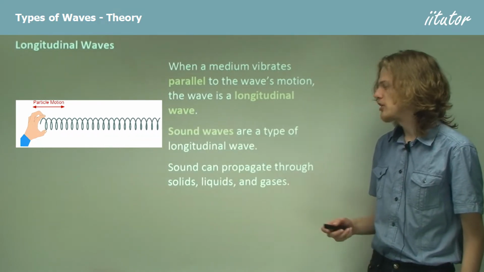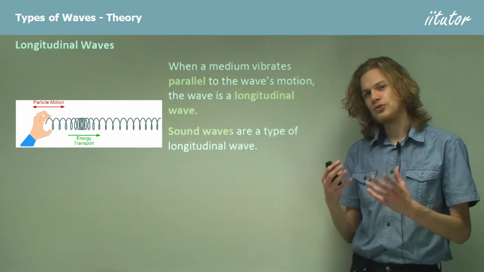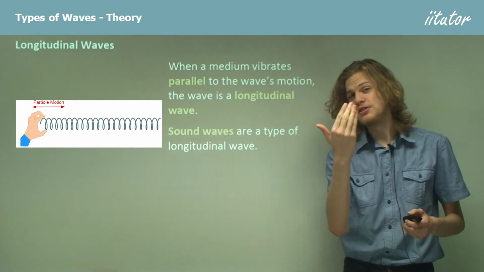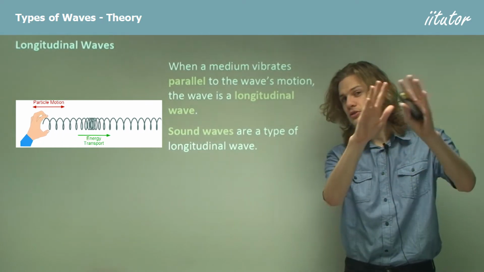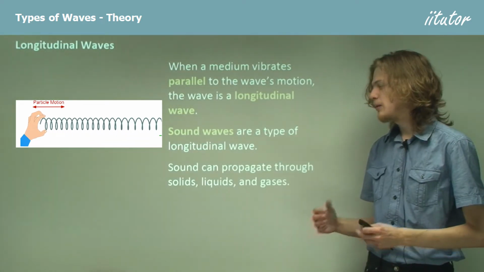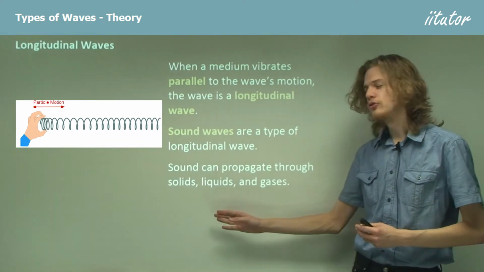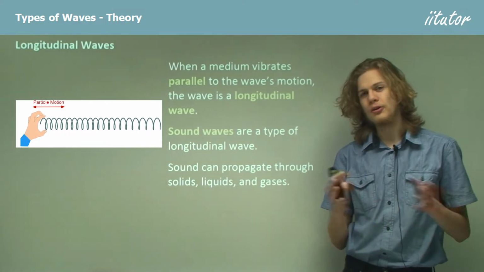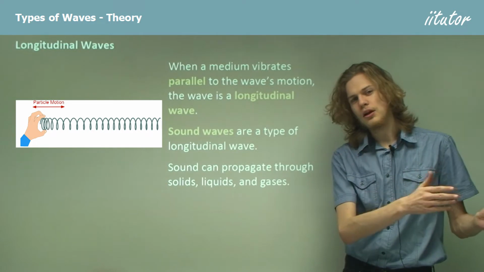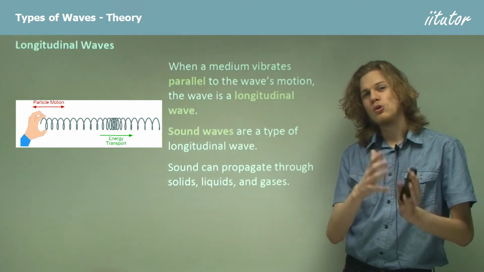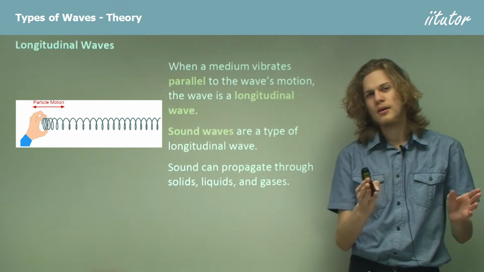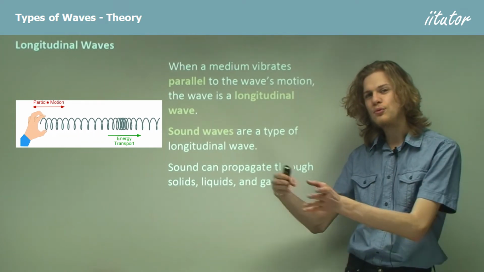So sound waves are a type of longitudinal wave because for sound waves, the air particles which are carrying the wave vibrate in the same direction that the sound wave is traveling. So sound is able to propagate through solids or liquids or gases. If we have a sound wave trying to propagate through a gas, then the gas will vibrate in one direction, and that means that it will collide with gas particles next to it. And so in that way, the wave can propagate through the gas.